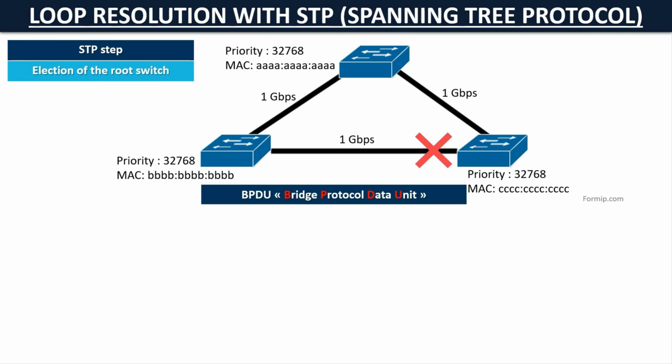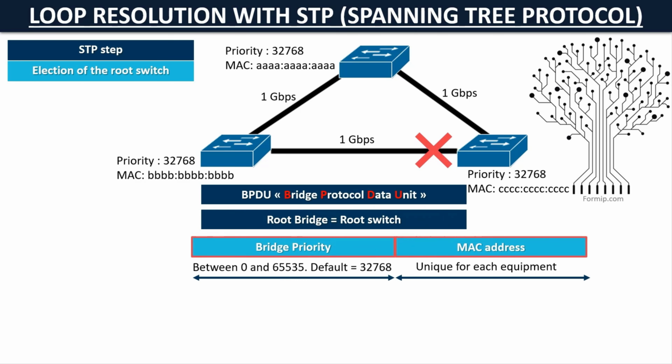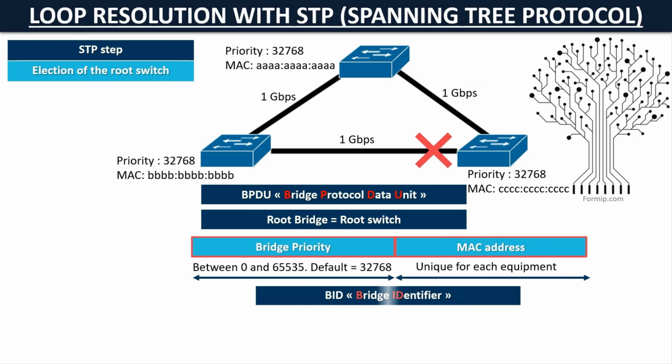First, it will proceed to the root switch election. A topology without a loop looks like a tree, and at the base of each tree, we find its roots. Well, in a switched network, the root bridge, which means root switch, is the chosen one. Each switch has a MAC address and a priority number that can be configured. These two numbers form the bridge identifier, better known as BID.